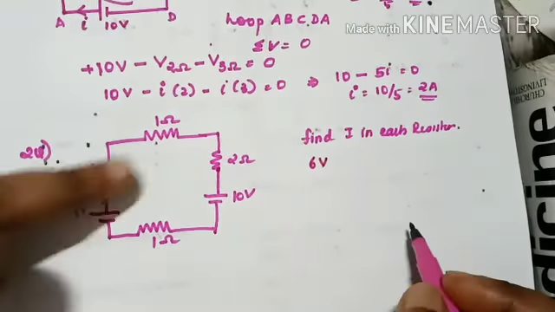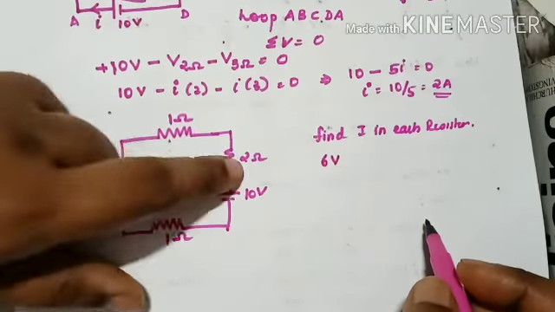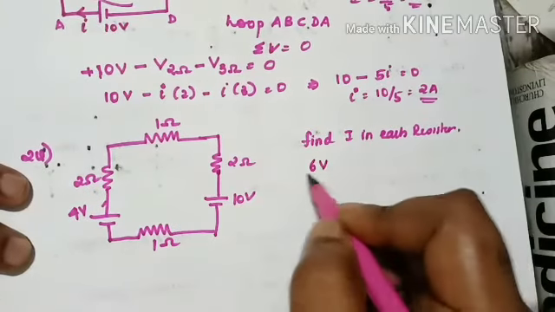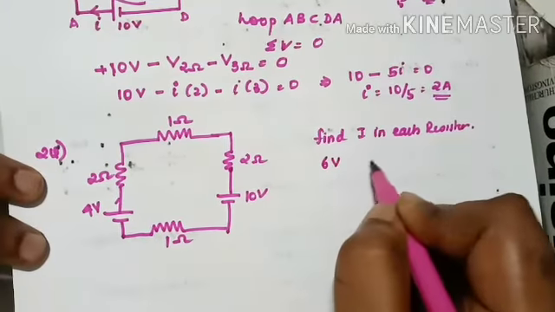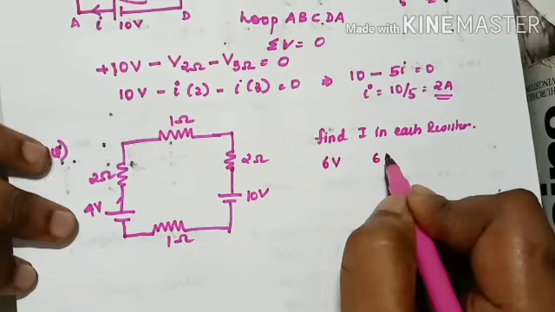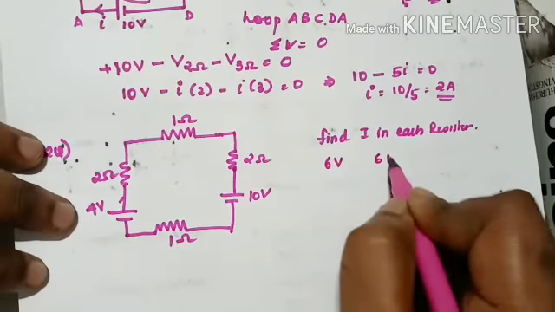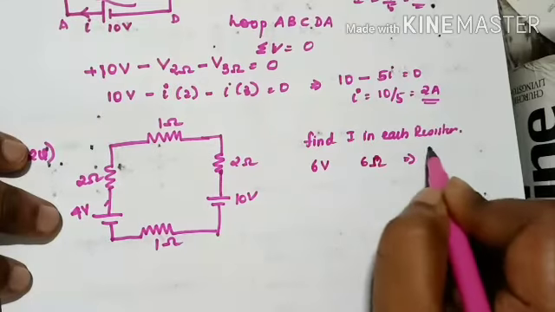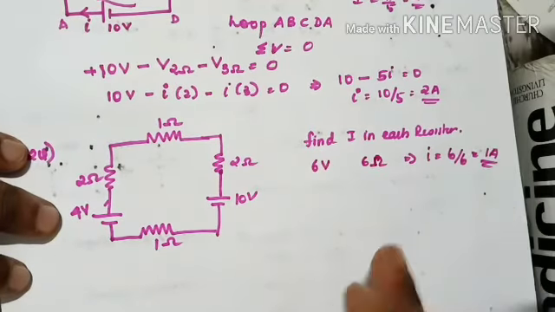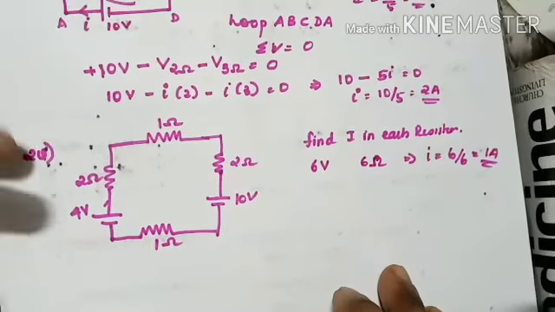Right, and what will be the equivalent resistance here? Sum of all the resistances, they are in series. So 2 plus 2 is 4, 4 plus 1 is 5, 5 plus 1 is 6. Right, clear? So 6 ohm. So the current will be 6 by 6, that is 1 ampere. Right, so you are supposed to get the same answer. We'll see if you are getting it or not. Clear?